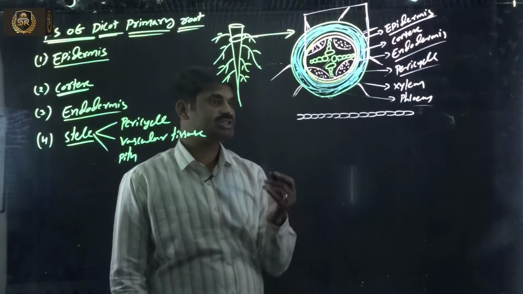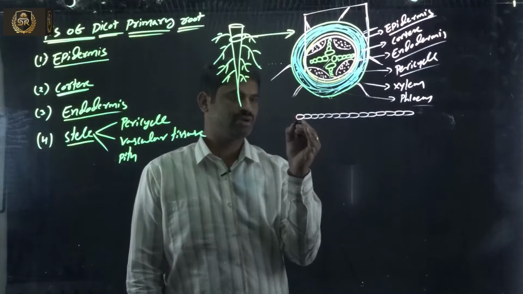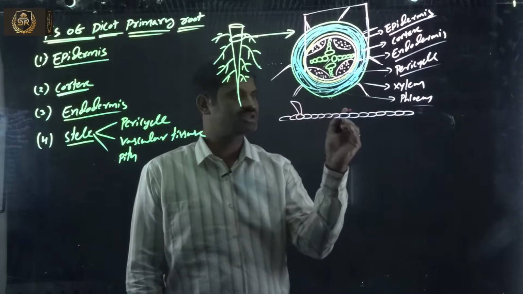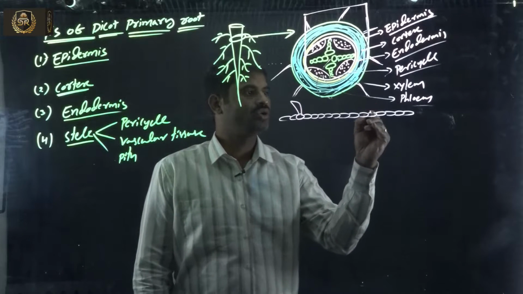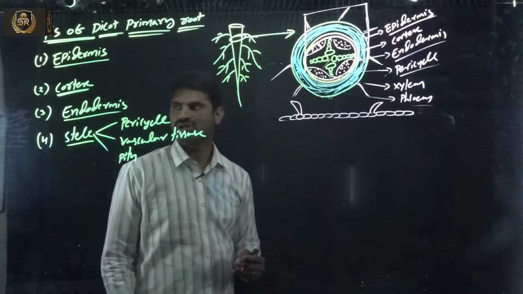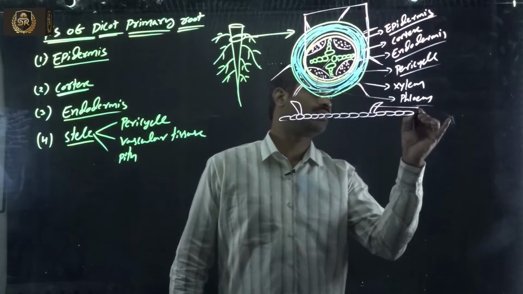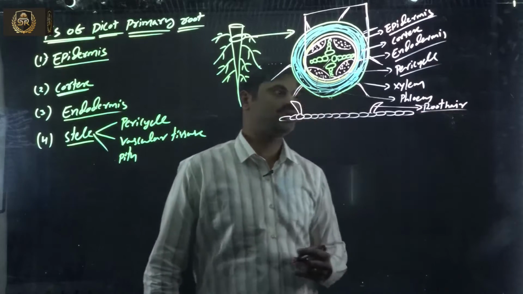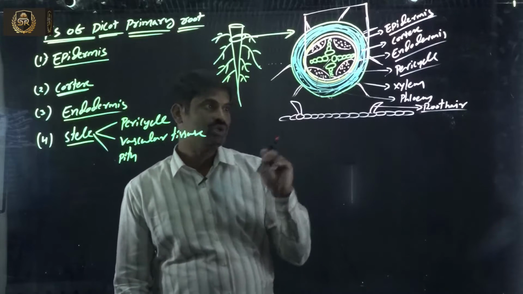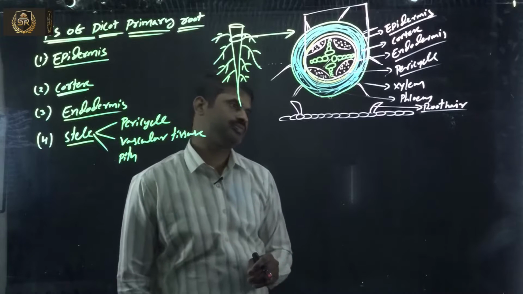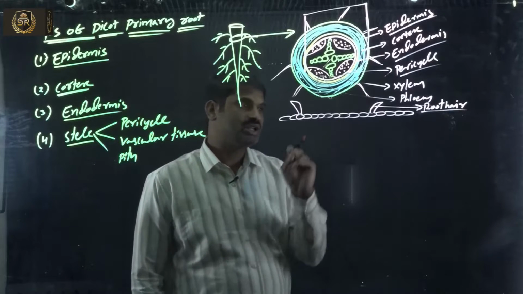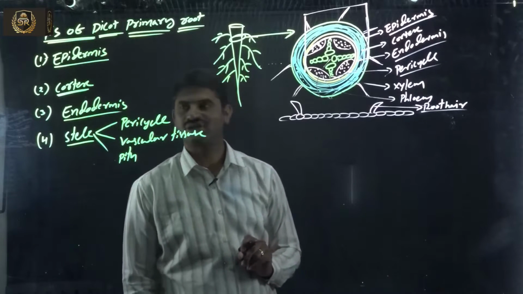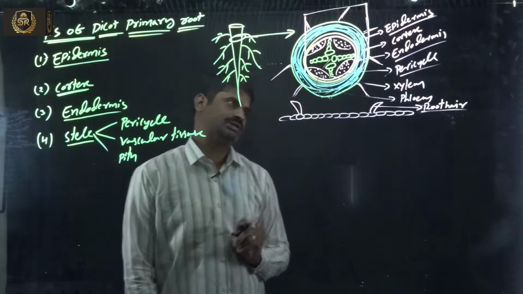Some epidermal cells extend to the outside. This part is called root hairs. Root hairs are unicellular exogenous structures. Their main function is absorption of water and minerals.